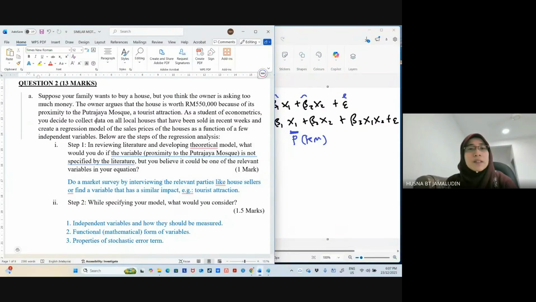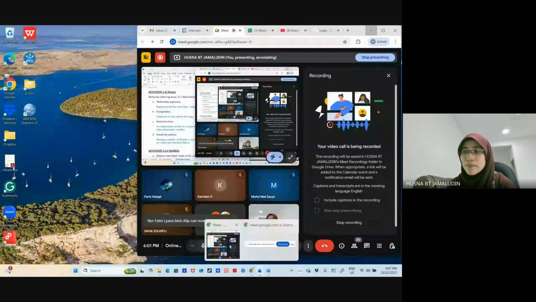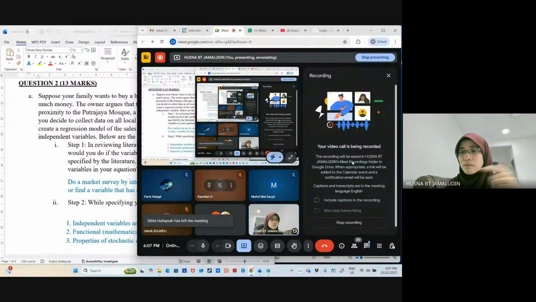So below are the steps of the regression analysis. Remember, when you want to do your regression, you have a few steps. Step 1, this is very straightforward. You review your literature. Let me approve this first.